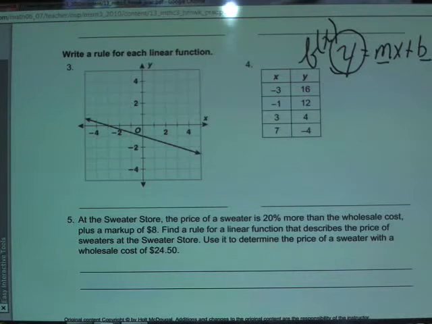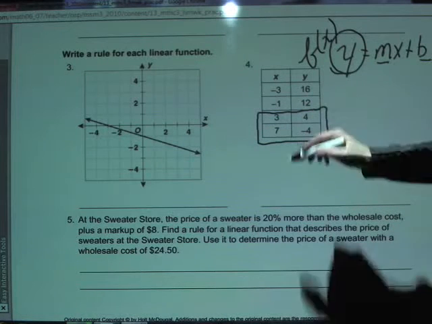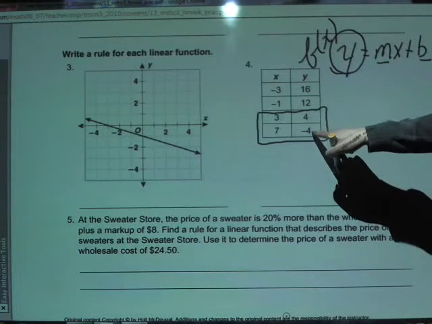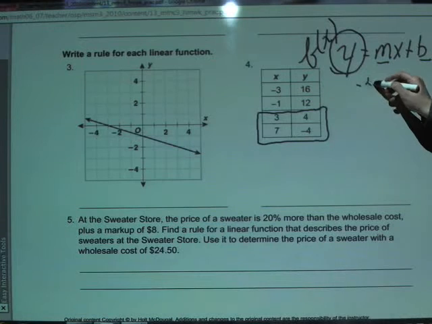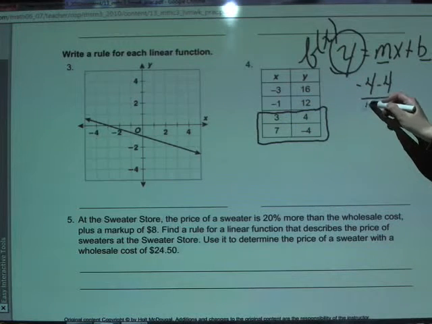First thing we can do is find the slope. I don't have the y-intercept just looking at the table. I'm going to have to find it. Same thing with the slope. I don't have the slope just looking at the table. I'm going to have to figure it out. But we know how to find slope. I'm going to pick these points down here and find the slope. The slope is the change in the y values, -4 minus 4, over the change in the x values, 7 minus 3.